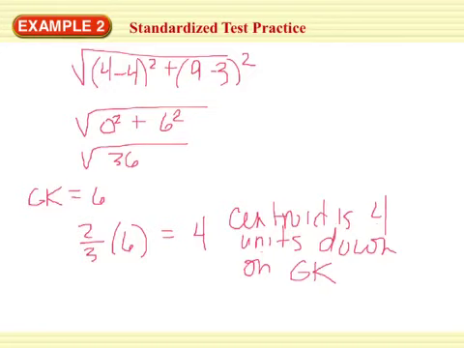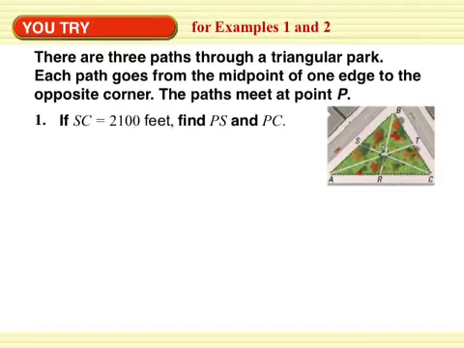I'm going to go back and look at that. Forward again. All right, you try. There are 3 paths through a triangular park. Each path goes from the midpoint of one edge to the opposite corner, or vertex. The paths meet at point P. So point P is the centroid, right? I'll do this first one because there's 2 more for you.